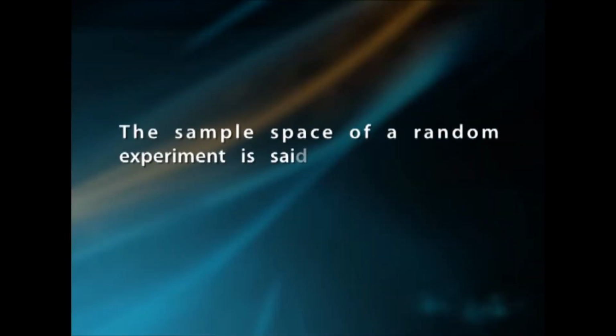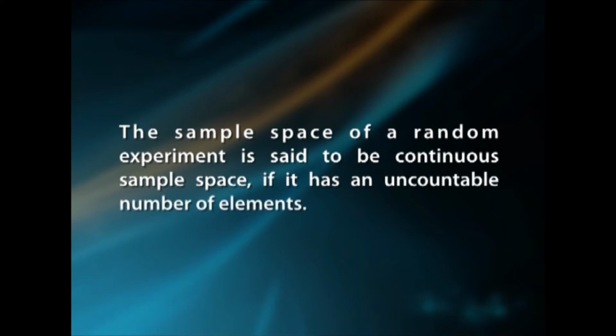The sample space of a random experiment is said to be continuous sample space if it has an uncountable number of elements. Example, consider the experiment of noting the life length of an electric bulb taken randomly from the box of bulbs from a factory. Here, the factory is producing all the bulbs under same method, but the life length may vary irregularly from one bulb to another. For a bulb, the life length, let it be in hours, may be any real number in between 0 and infinity. Hence, the sample space of this random experiment is S equal to the set of x where 0 less than x less than infinity.